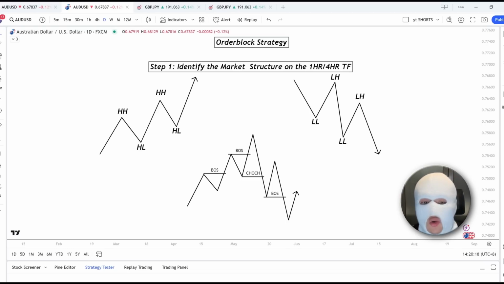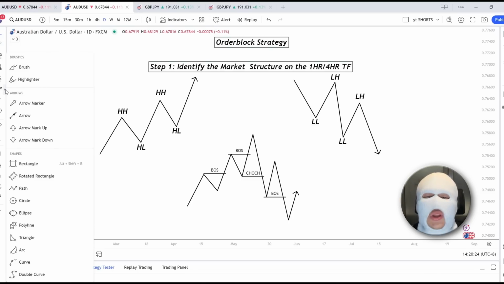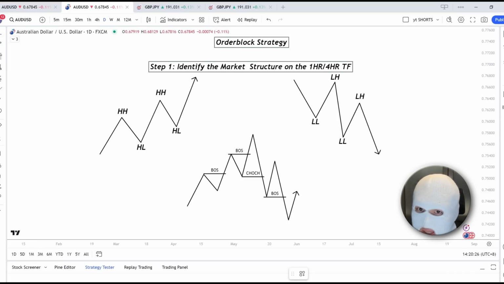At this point, we have gone over the theories behind order blocks, how to identify them, and how to validate order blocks. Now, I will show you the strategy that I use to get results like this.